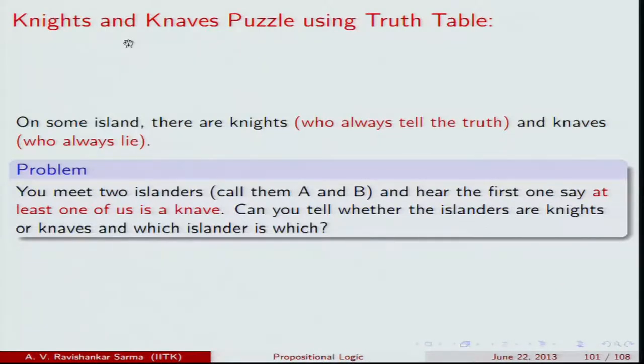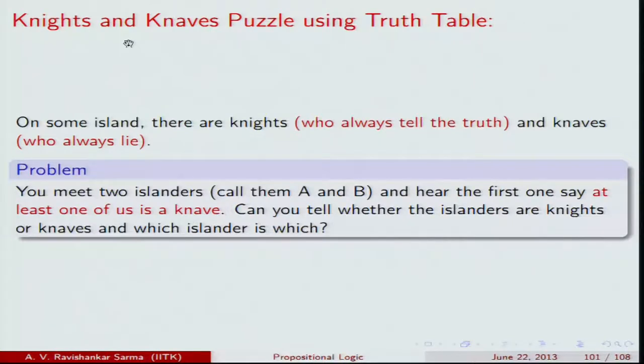So here is an interesting puzzle which is called the Knights and Knaves puzzle. These puzzles can be solved by using the semantic tableaux method, or by using the truth table method. So the puzzle goes like this. On some island there are two kinds of inhabitants. One always speaks the truth; they are considered to be knights. And there are other inhabitants who always lie.